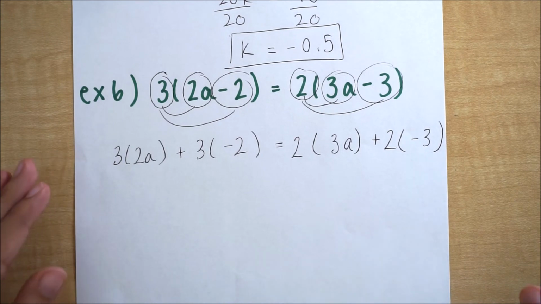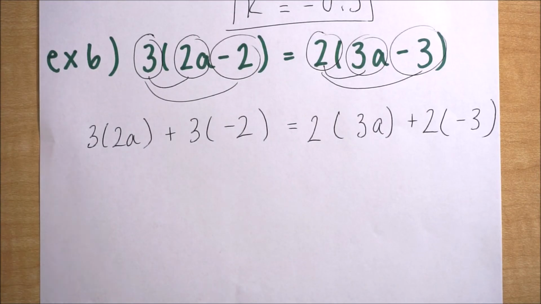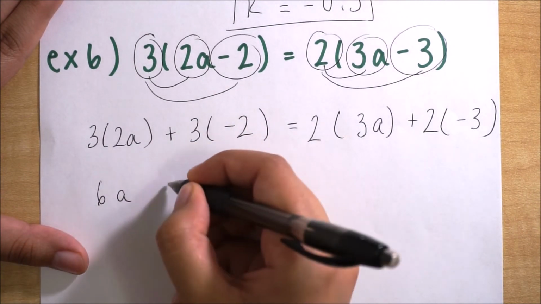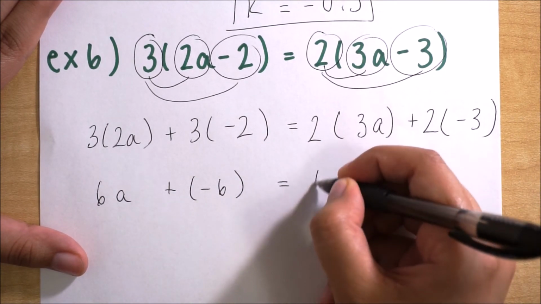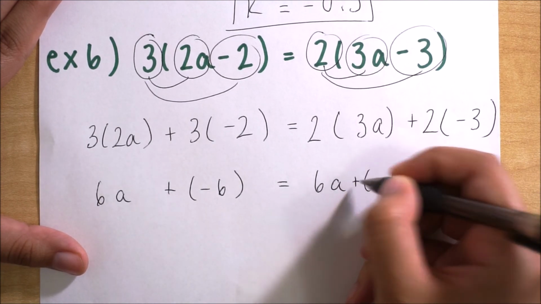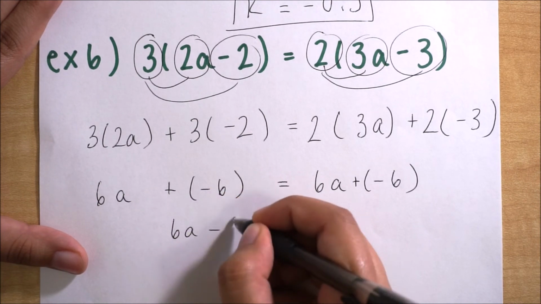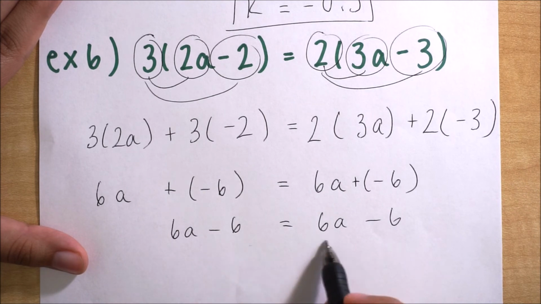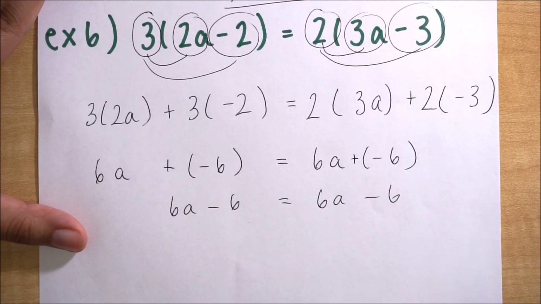So 3 times 2a is 6a. And we're going to add that to 3 times negative 2, which is negative 6. And we'll worry about the sign later. Again, 3a times 2 is 6a. We're going to add that to 2 times negative 3, which is negative 6. Now we have 6a minus 6 on the left side and 6a minus 6 on the right side. We already see that they're equal, so we can already say it's infinitely many solutions.